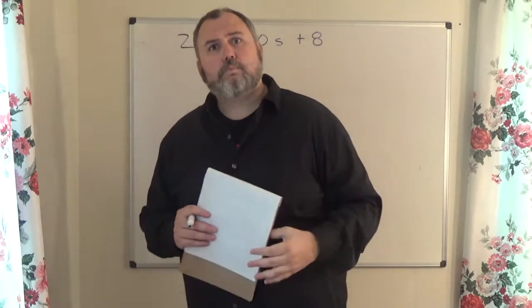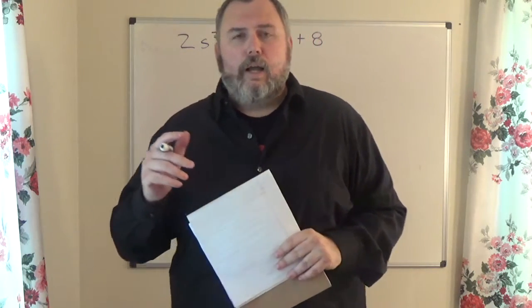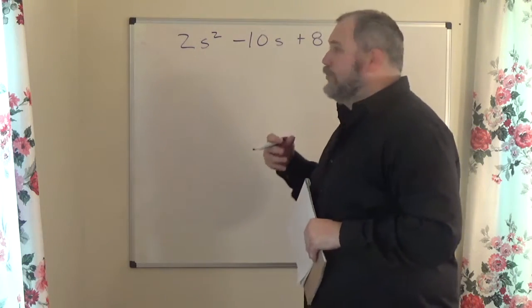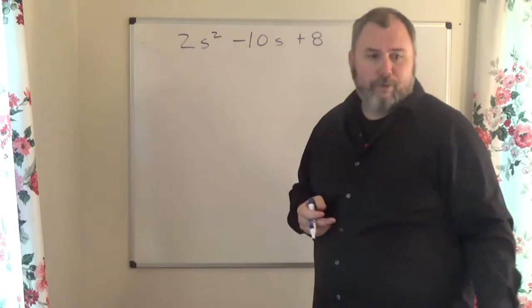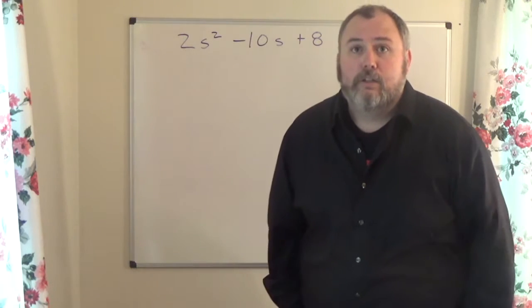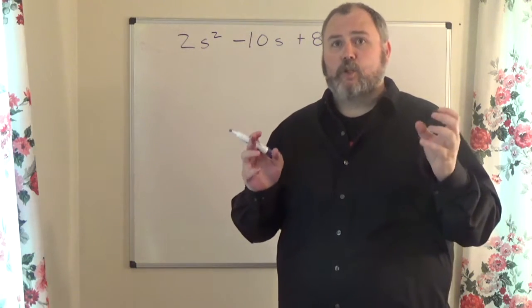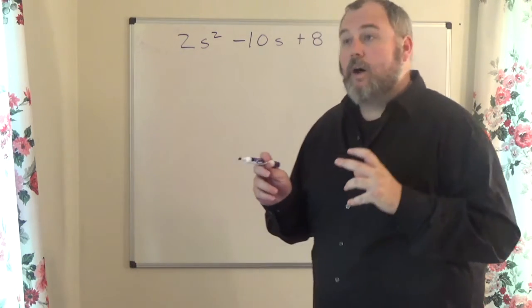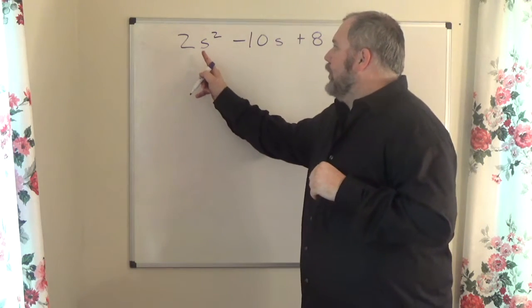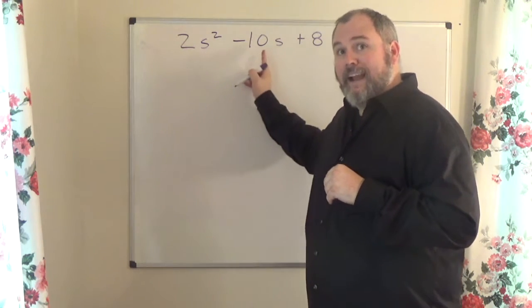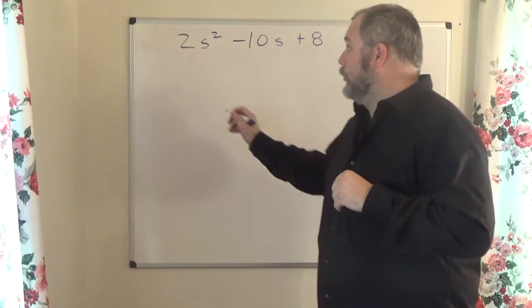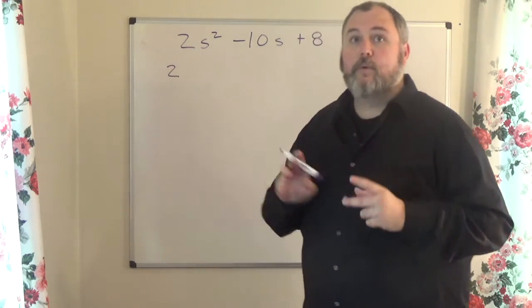Okay, now we're back. Alright, so 2s squared minus 10s plus 8. What we want to do is factor this thing. So let's start off. Factor out the greatest common factor. Well, what do we see? The coefficients, I can factor out a 2 out of each one. So I'm going to write that down.